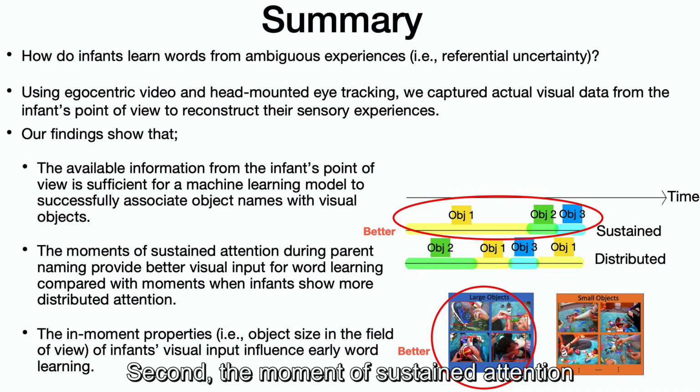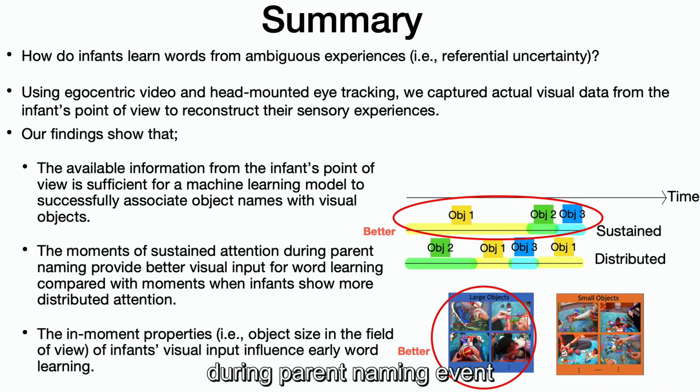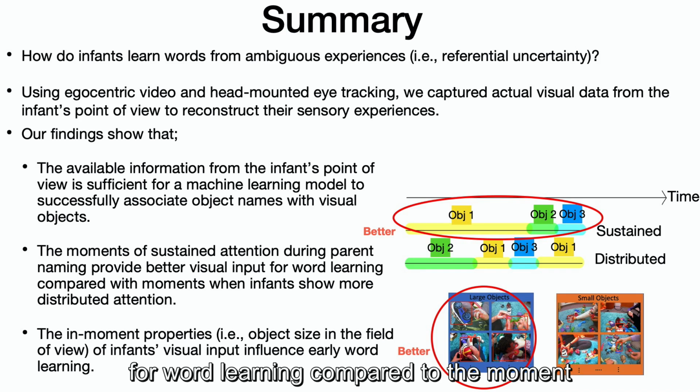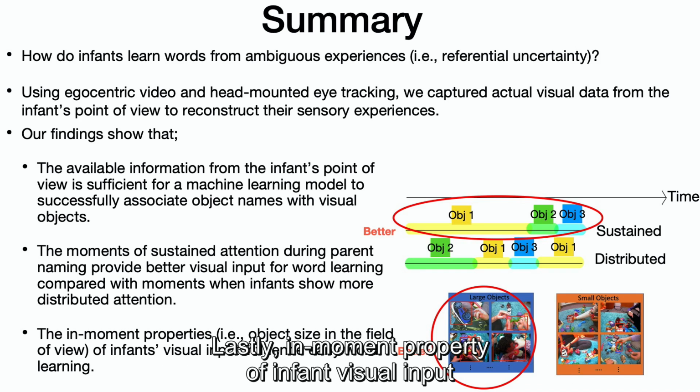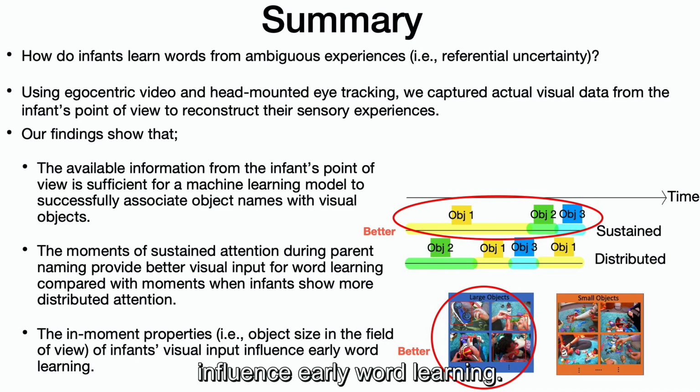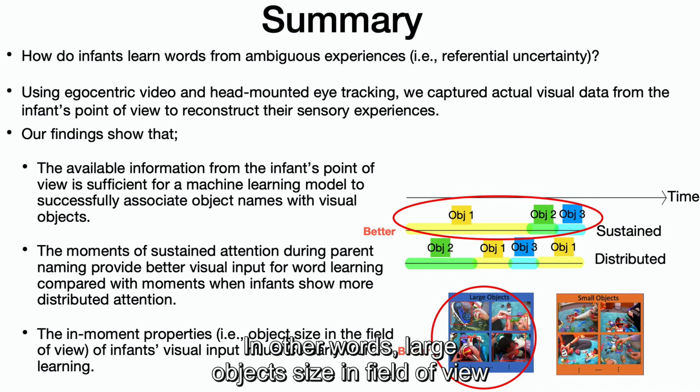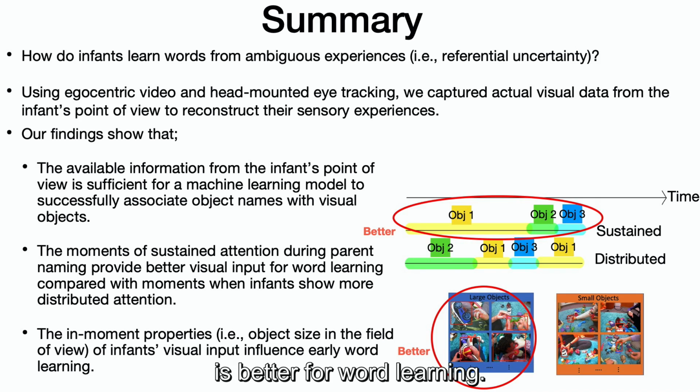Second, the moment of sustained attention during a parent naming event is a better visual input for word learning compared to the moments when infants show more distributed attention. Lastly, in-the-moment properties of infant visual input influence early word learning. In other words, a large object size in the field of view is better for word learning.